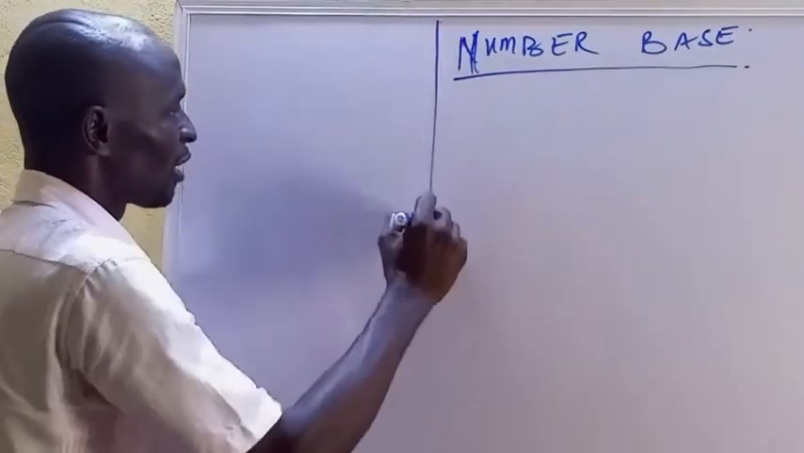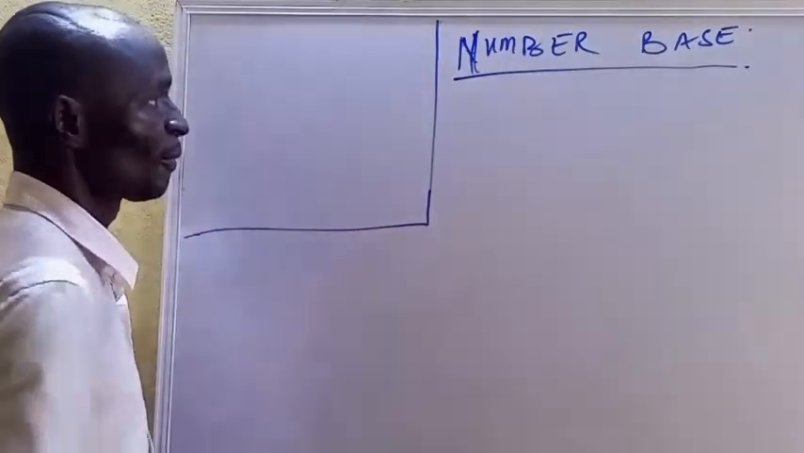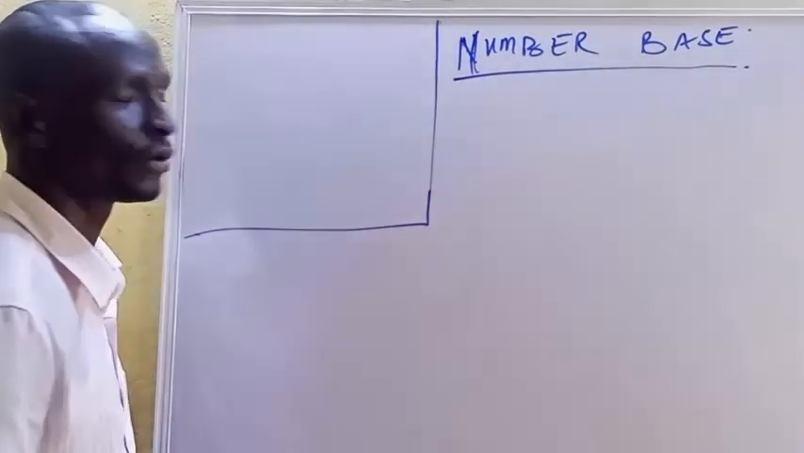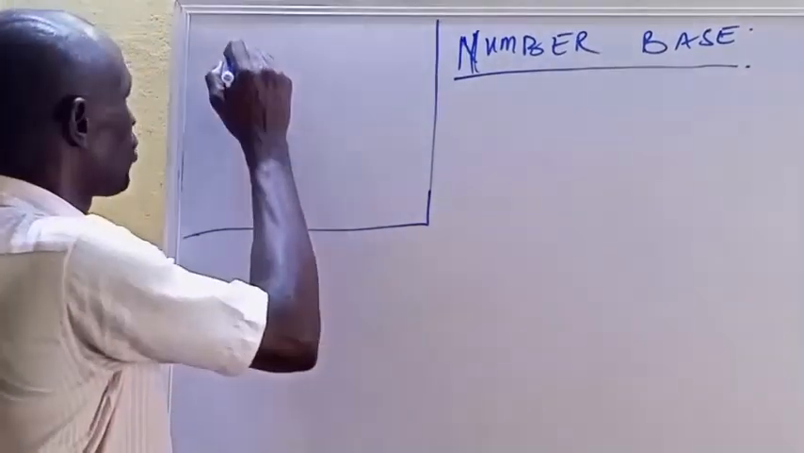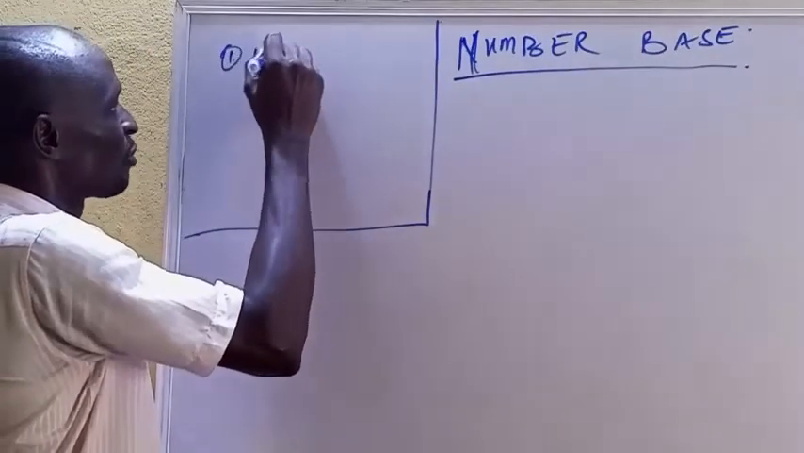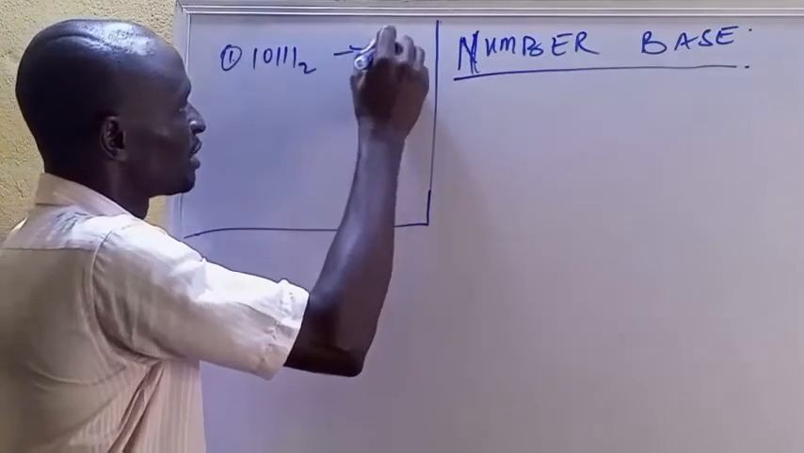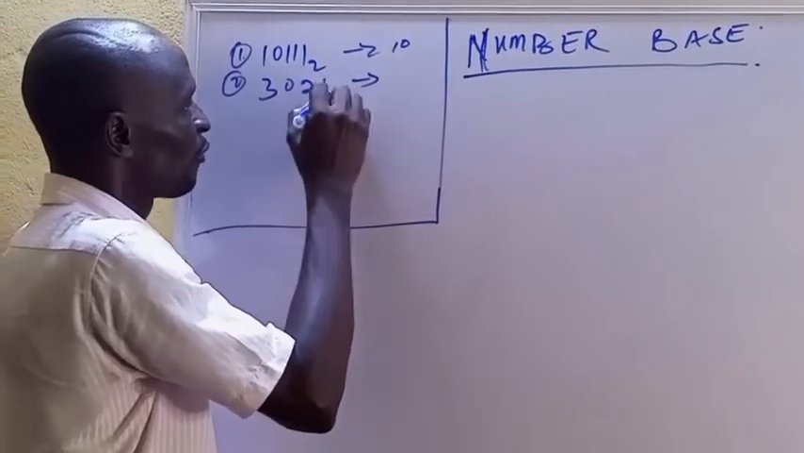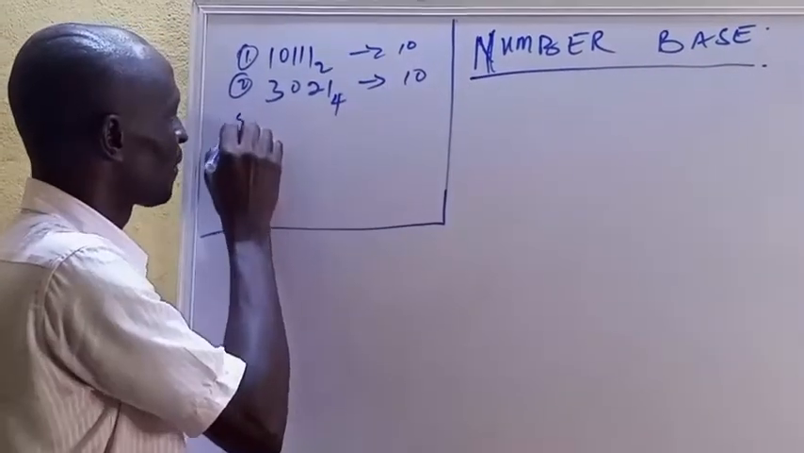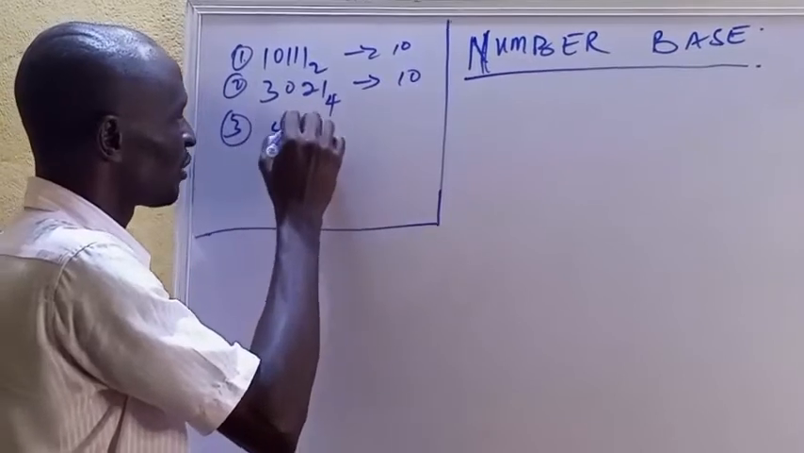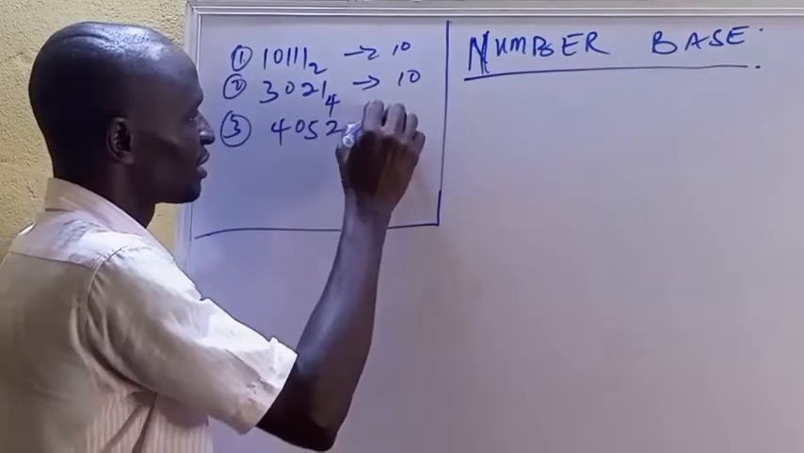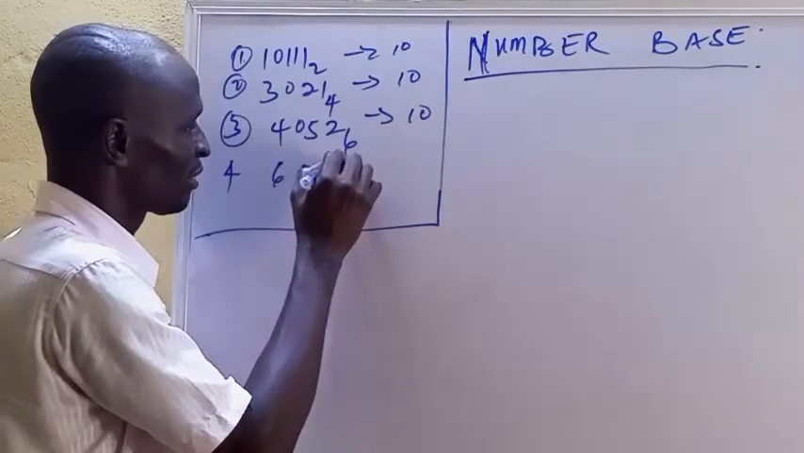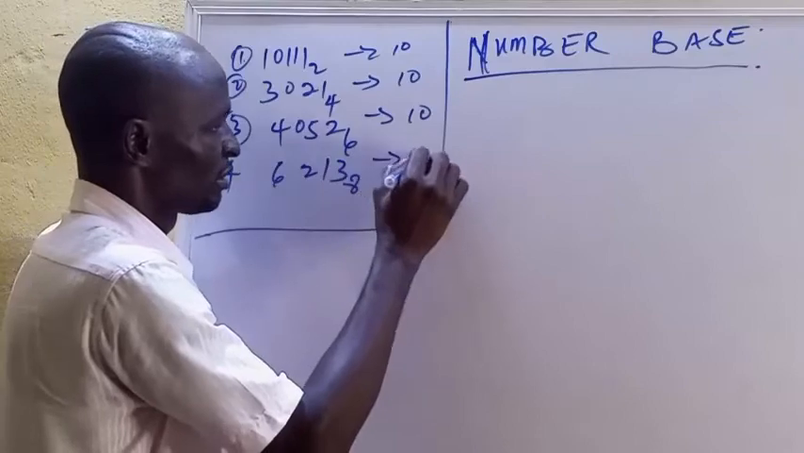To help us, I want us to pick 4 questions and use the expansion method to convert from other bases to base 10. 1. Let's convert 10111 base 2 to base 10. 2. 3021 in base 4, let's move it to base 10. 3. Let's convert 4052 in base 6 to base 10. 4. Let's convert 6213 in base 8 to base 10.